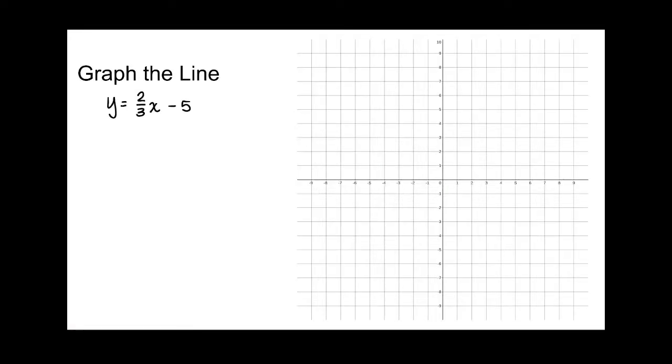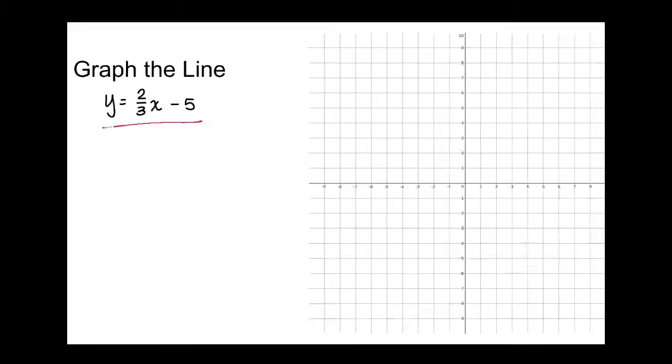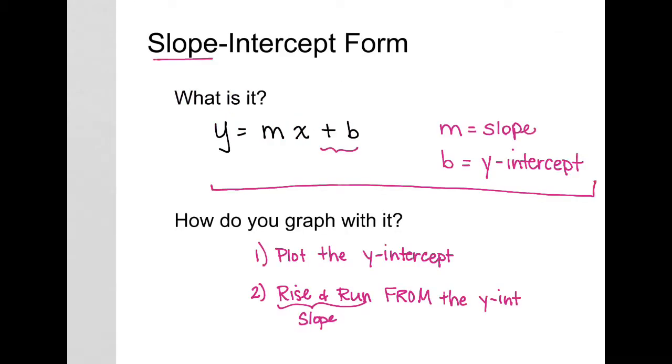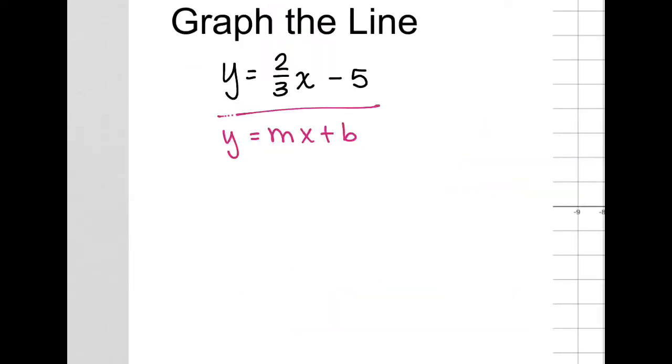So we plot the y-intercept first. So let's just real quick look at this. This is y equals mx plus b. It's called slope-intercept form because it has the slope and the y-intercept is b. That's why it's called slope-intercept form.